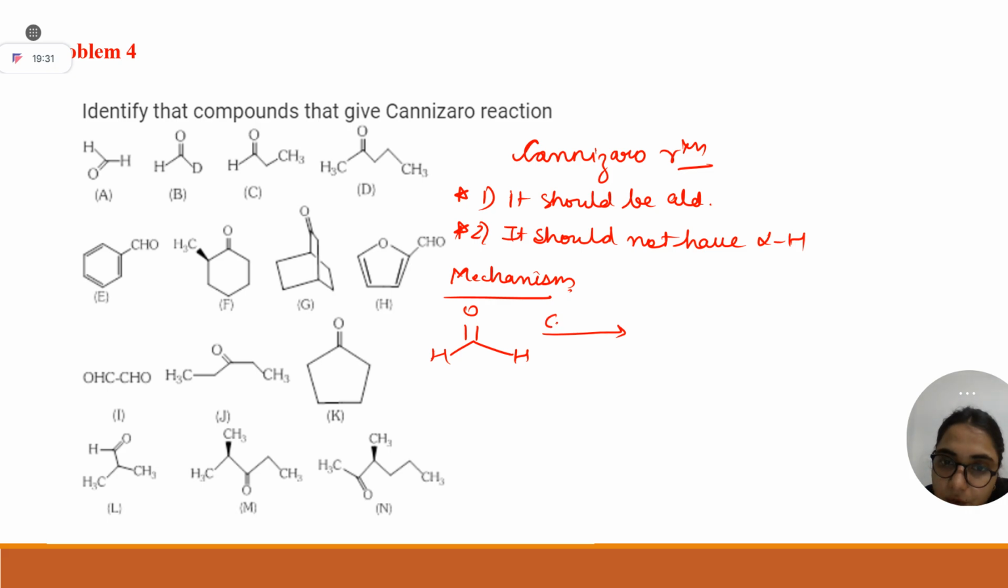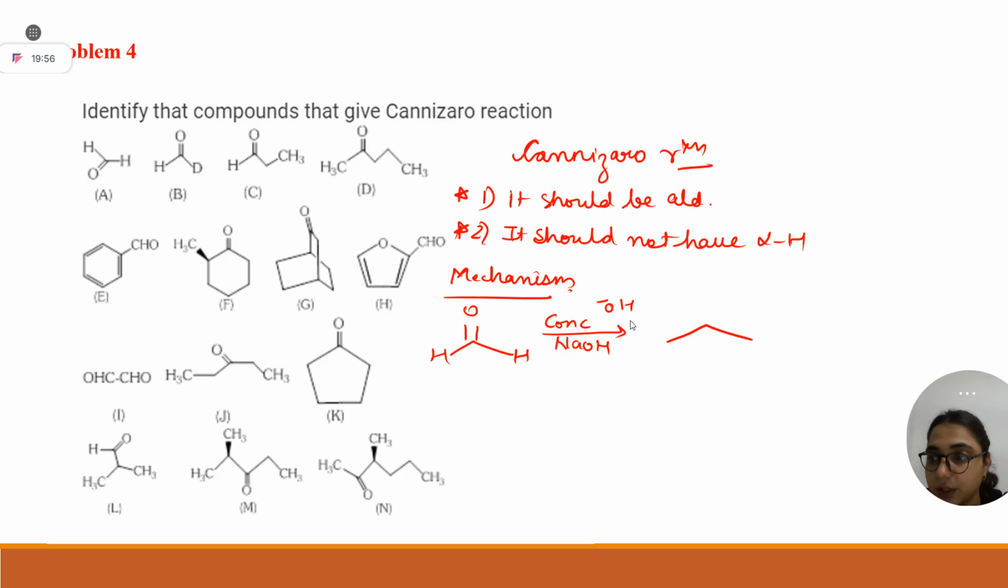And on the arrow, whenever it is written concentrated NaOH, concentrated NaOH means you have plenty of OH negative. Now let's see its mechanism. Students, base is there, but do we have any acidic proton in our starting material, which is an aldehyde, formaldehyde?